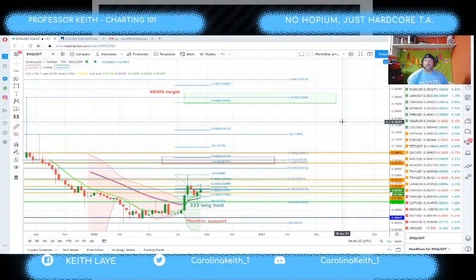Just know that XRP is not the best chart. When it crosses all-time high, over $4, then we can talk. But it hasn't done that yet. A lot of other coins have, XRP has not.